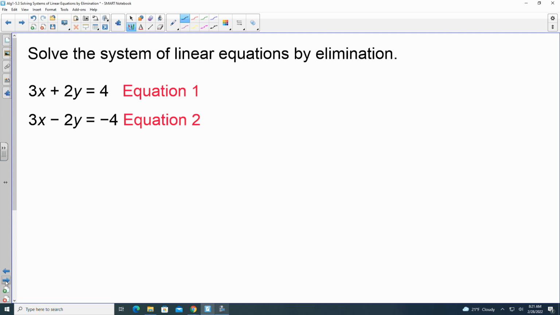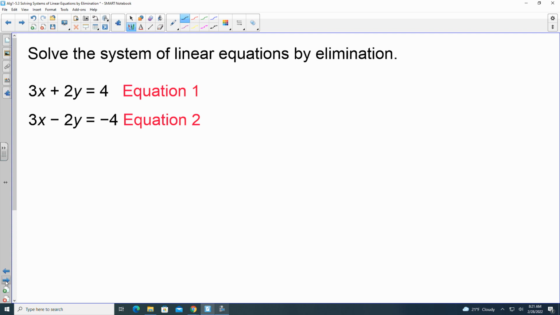So if I look here, equation 1's already in standard form, 3x plus 2y equals 4, and equation 2 is also in standard form, 3x minus 2y is equal to negative 4. All right, now what I notice is this. Look here at this pairing of variables. I have a positive 2y and a negative 2y. I have what are called opposite coefficients of each other.